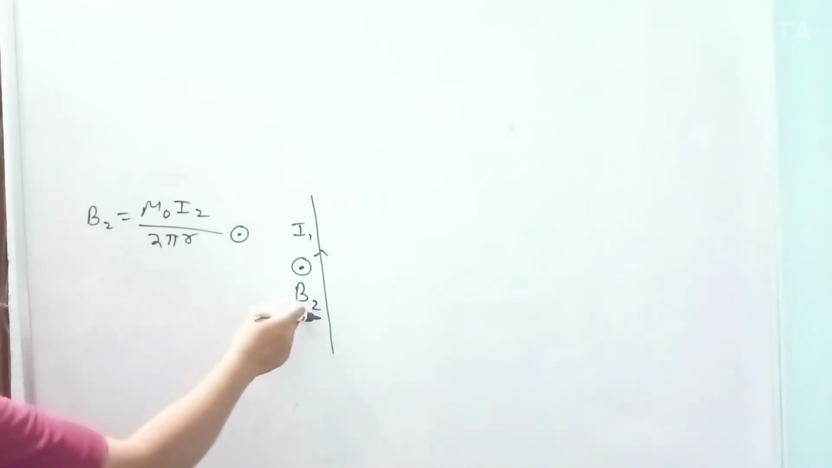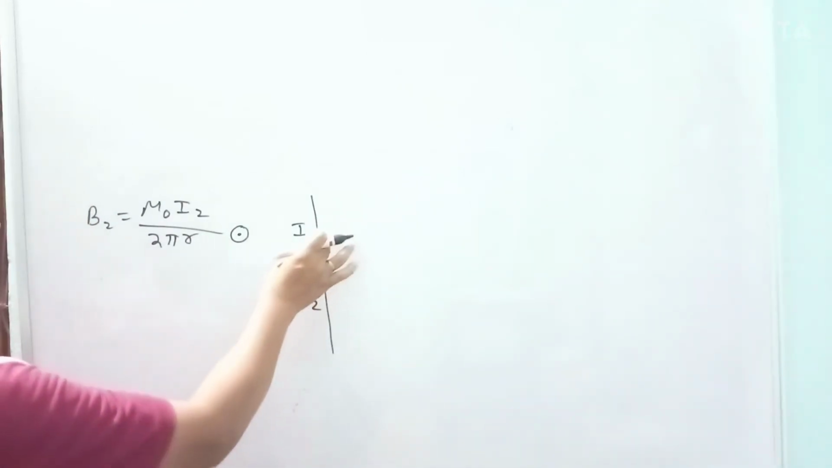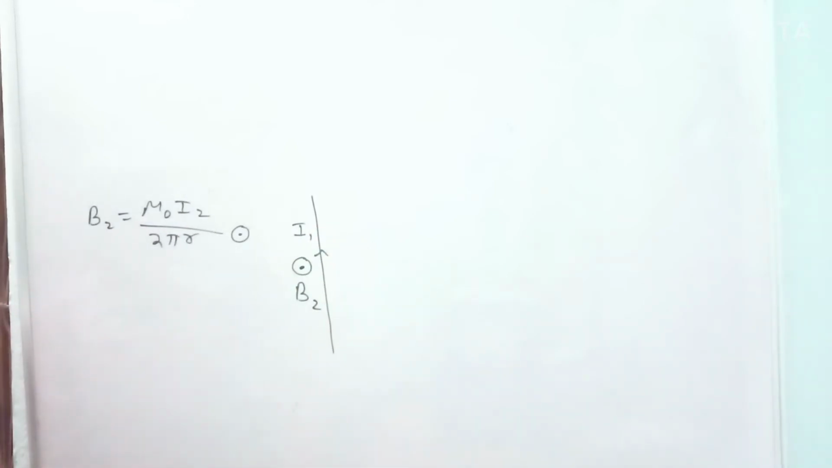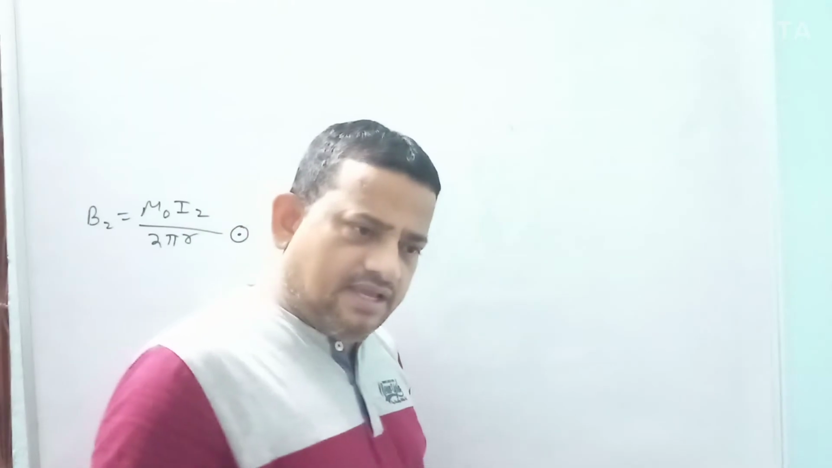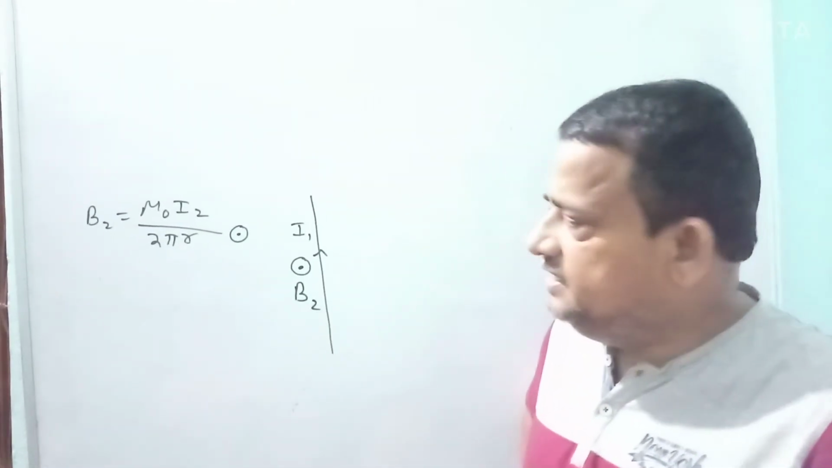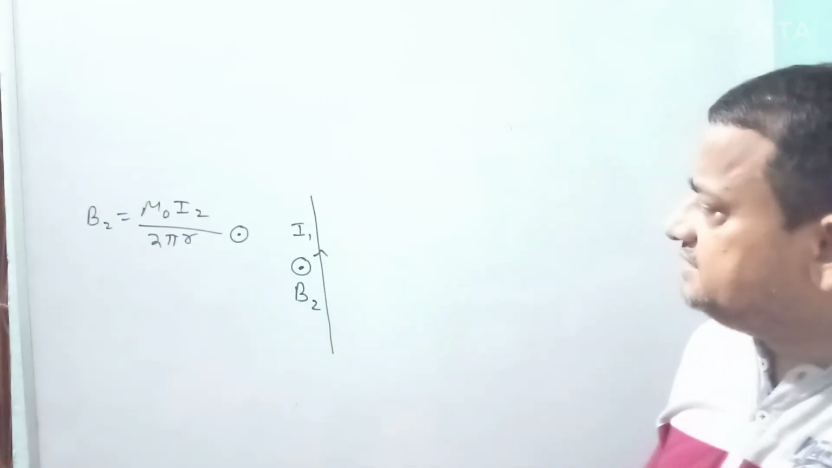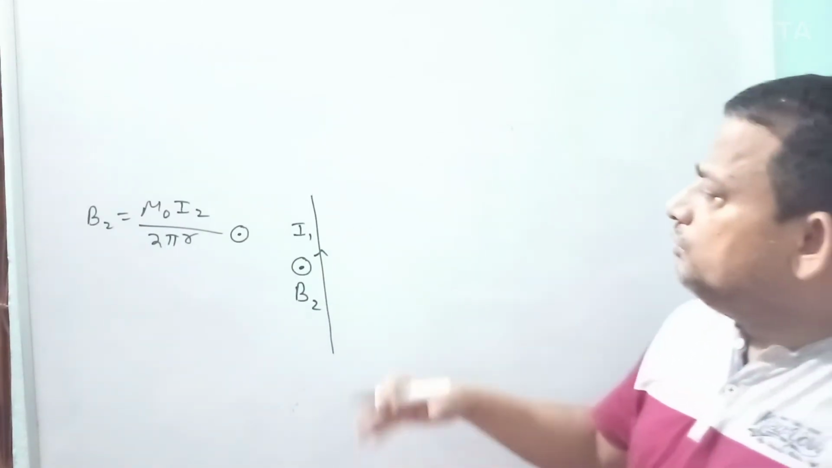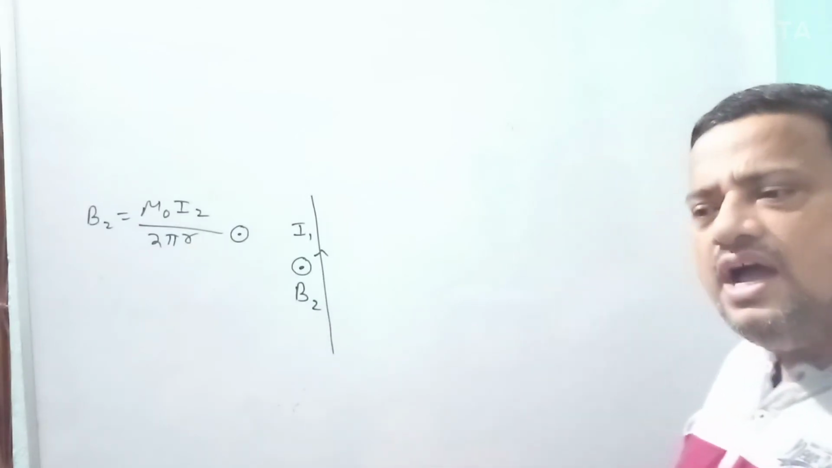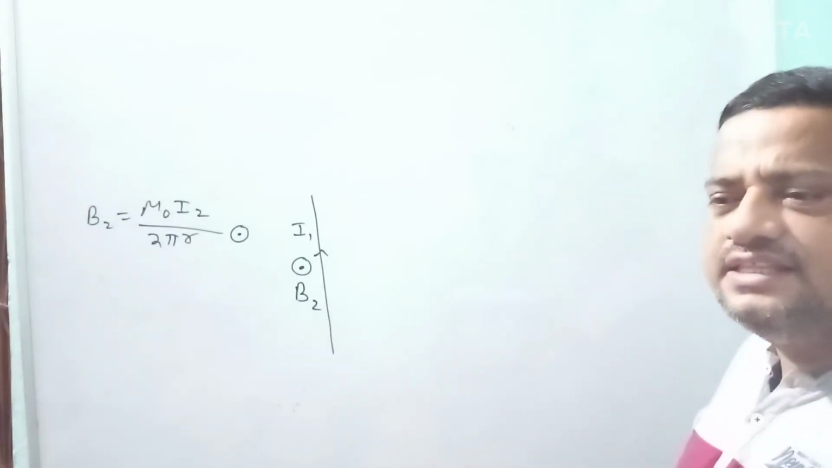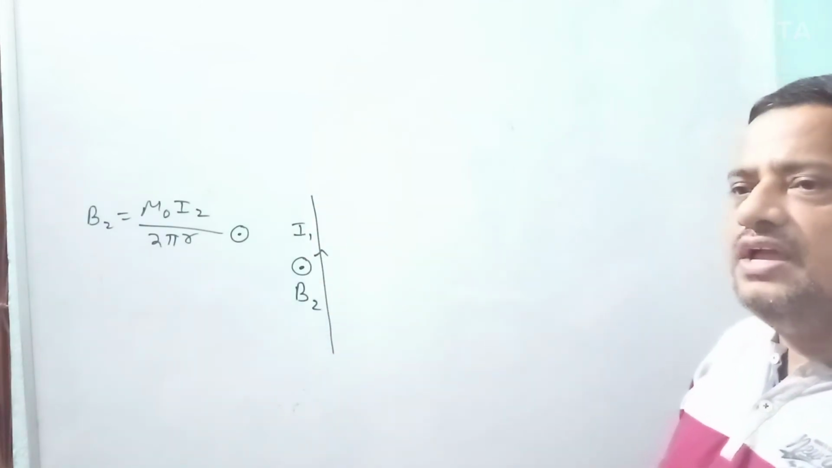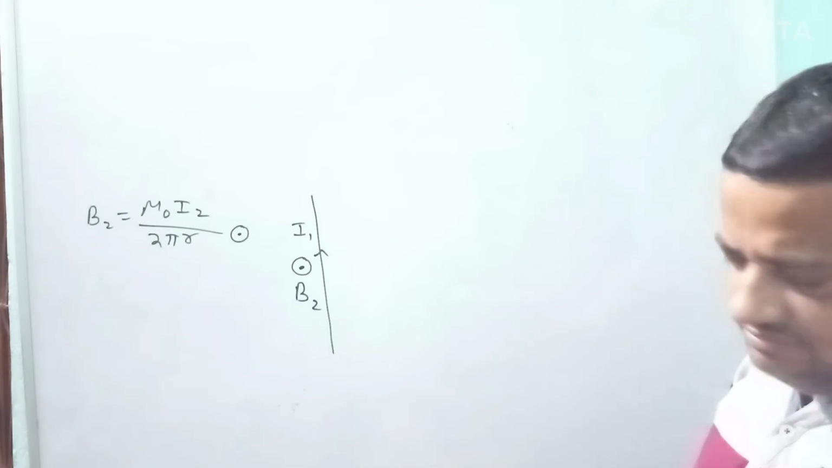So now in this B2 magnetic field, this current carrying conductor I1 is placed. When a current carrying conductor is placed in a magnetic field, a force is experienced. So, force per unit length. One question: why do we take force per unit length? Because this is an infinitely long conductor. That's why per unit length is taken.